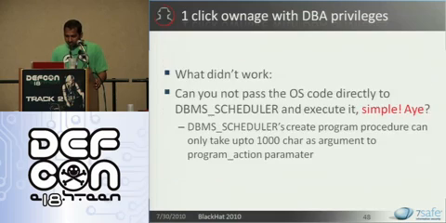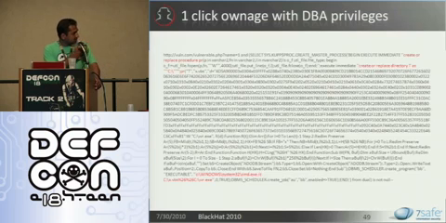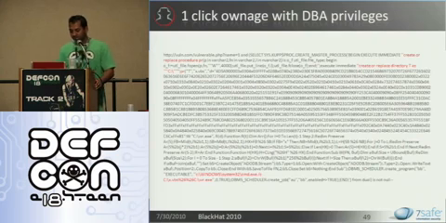Sorry, the slides are the other way around. So what finally worked is we created a directory. Within the directory, we create a procedure to write files on the system by calling utl_file. We execute this procedure to write the VB script which we want to write. We execute the VB script to create Metasploit's executable on the target Oracle database, and then we run this executable, all in one request, and that's how the request looks. So we are doing quite a few things in one single request.